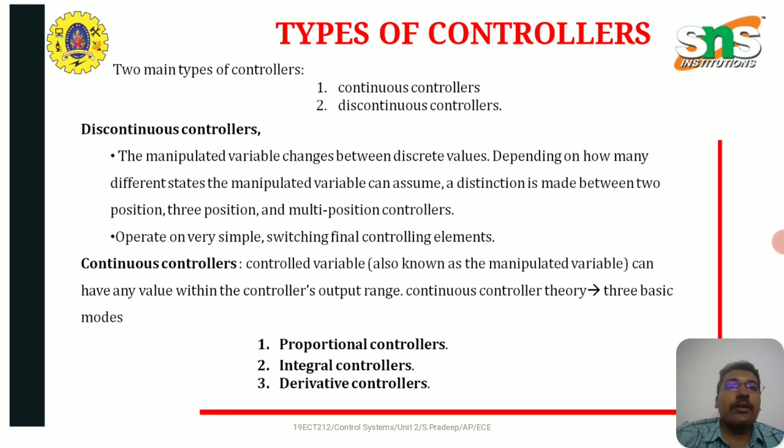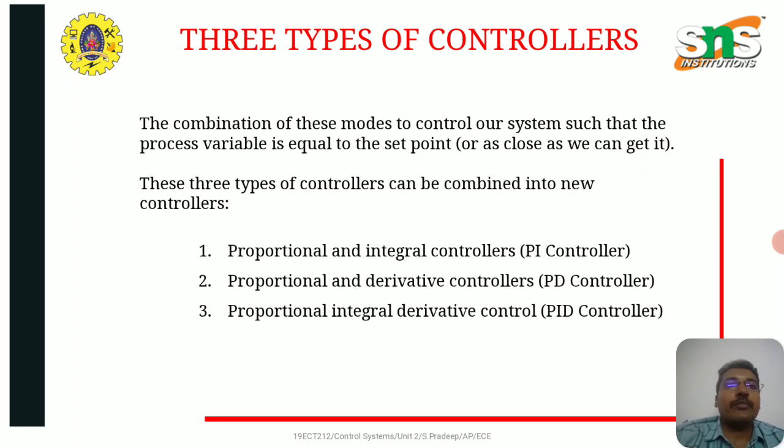In discontinuous controllers, the manipulated variable changes between discrete values. Depending on how many different states the manipulated variable can assume, a distinction is made between 2-position, 3-position and multiple position controllers. It operates on very simple switching final controlling elements. The combination of these modes is used to control our system such that the process variable is equal to the set point.